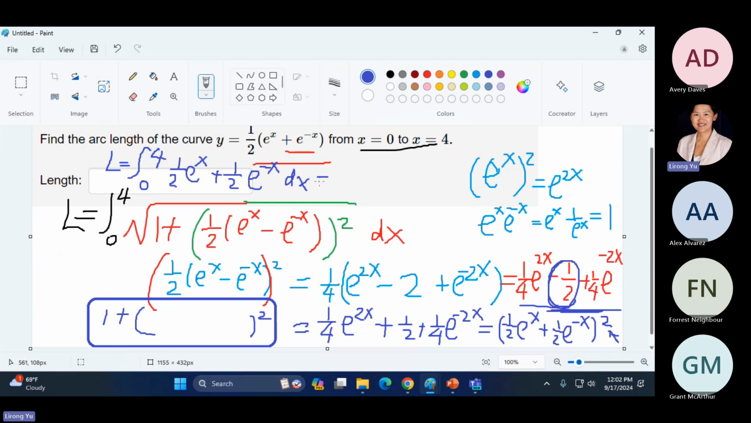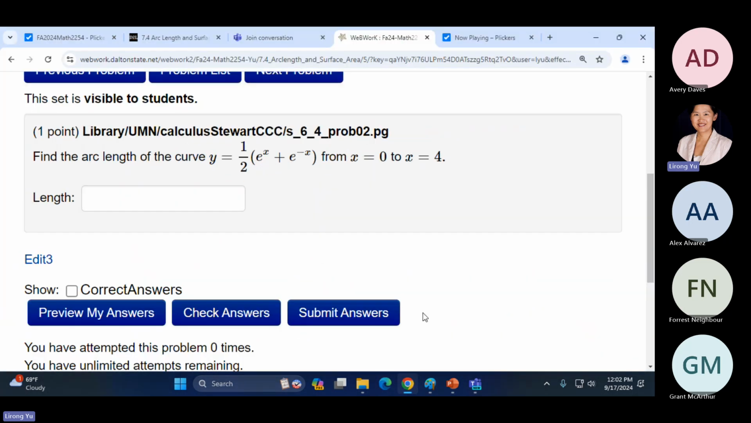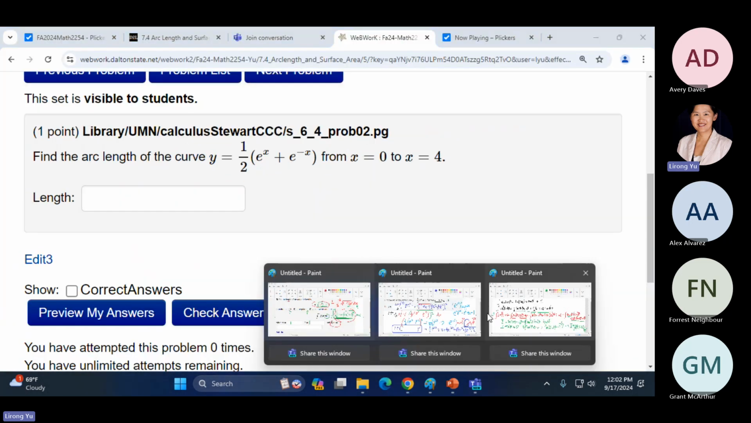So the answer is going to be 1/2 e to the x, that's the derivative of the first term. But the second term is negative 1/2 e to the negative x. So these are the derivatives of the function. You plug in 4 and plug in 0. And you can see if you plug in 0, it's 1/2 minus 1/2, which is really 0. Only the upper limit produces the final answer. So the answer to this question very much echoes what we already have in the question itself.